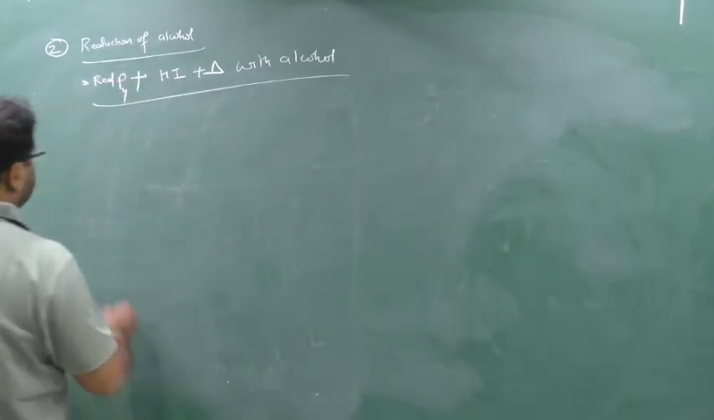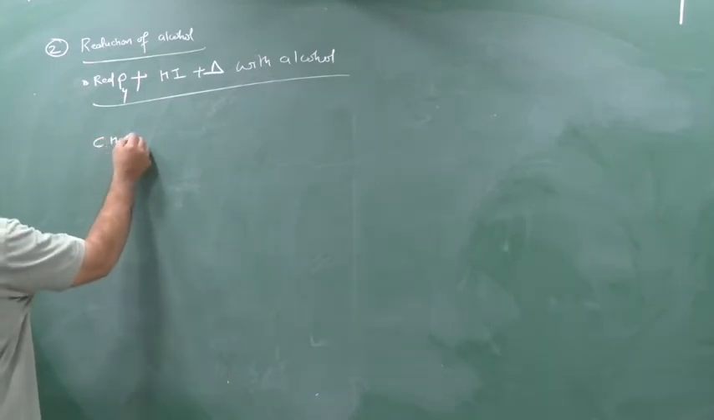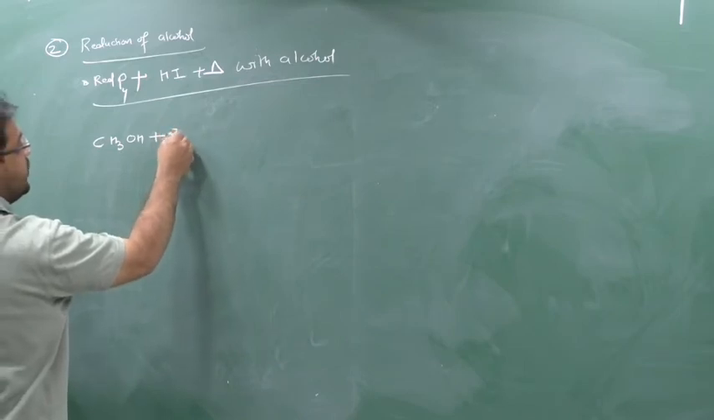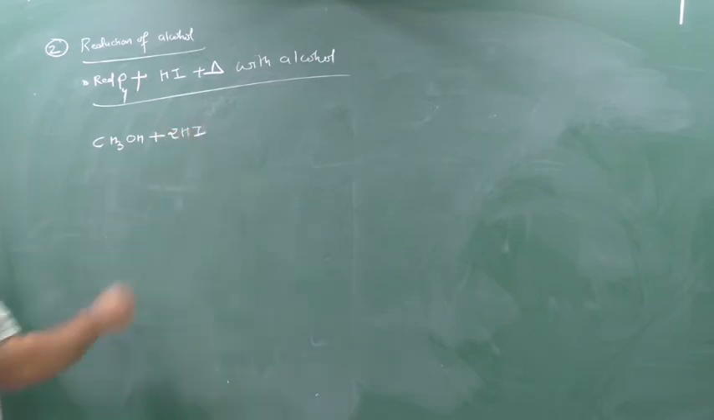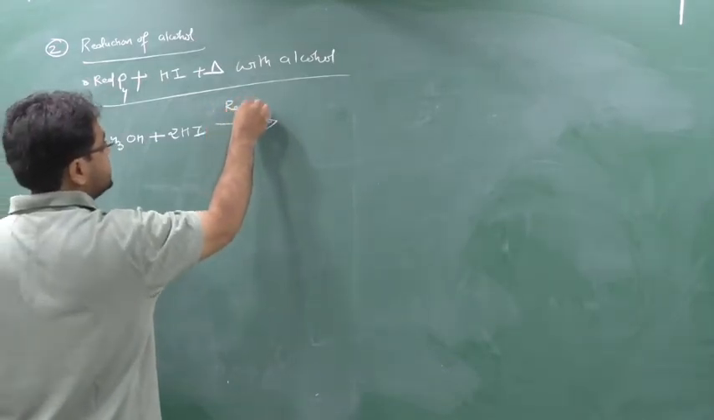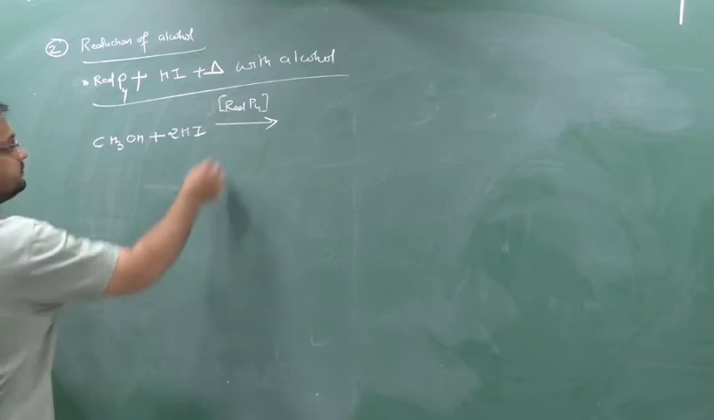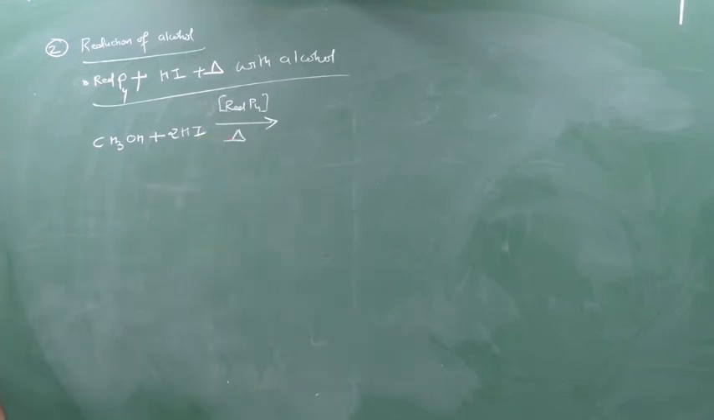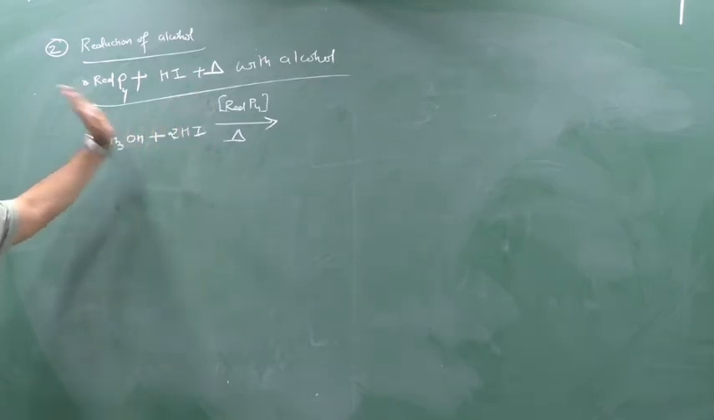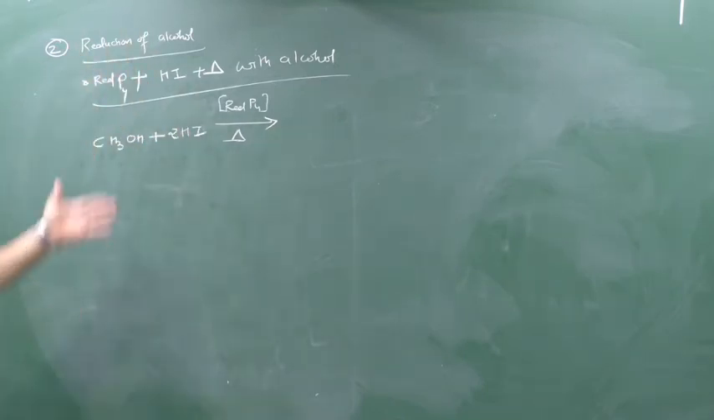See, I will take one example. CH3OH is reacted with HI. How many moles of HI? You always take 2 moles of HI, in the presence of red phosphorus as catalyst, with heating. So this is an alcohol, HI, red phosphorus and heat. If you see this, it is nothing but reduction of alcohol.